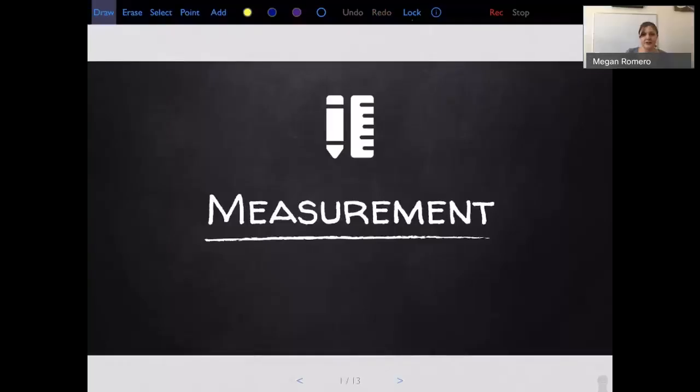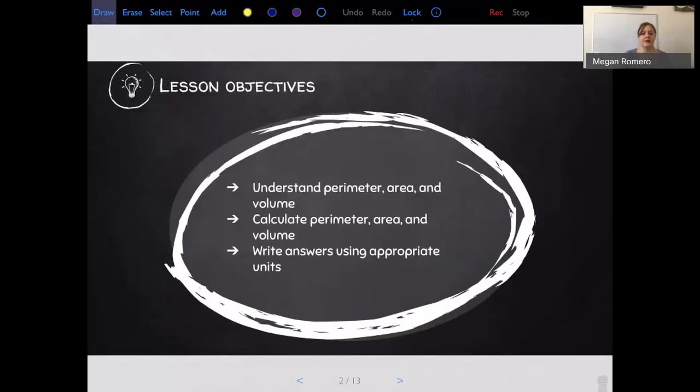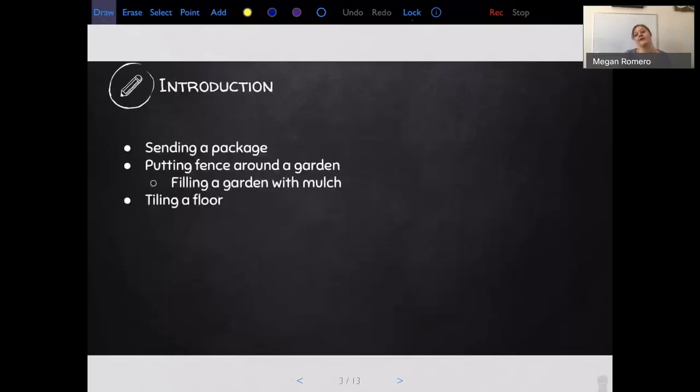In this lesson, we're going to talk about measurement. Specifically, we'll understand perimeter, area, and volume, we'll calculate the perimeter, area, and volume of certain objects, and then we'll learn to write our answers using appropriate units. First, a little background on measurement.